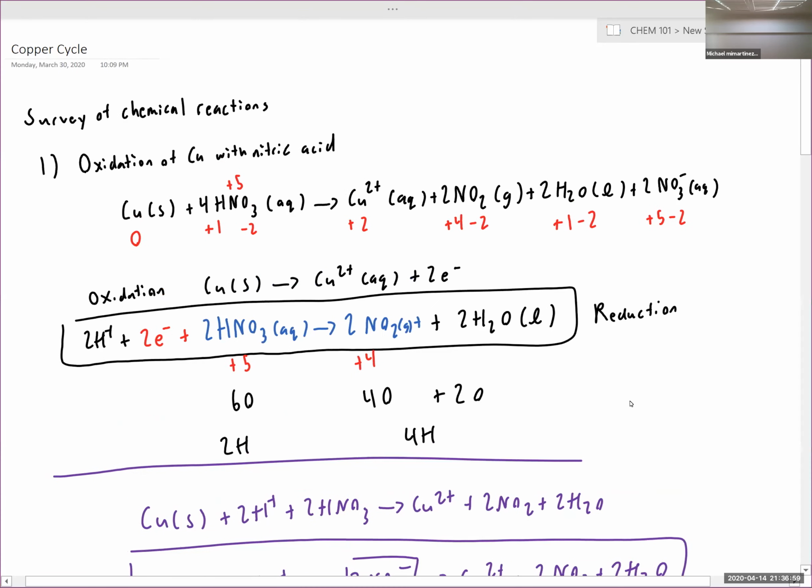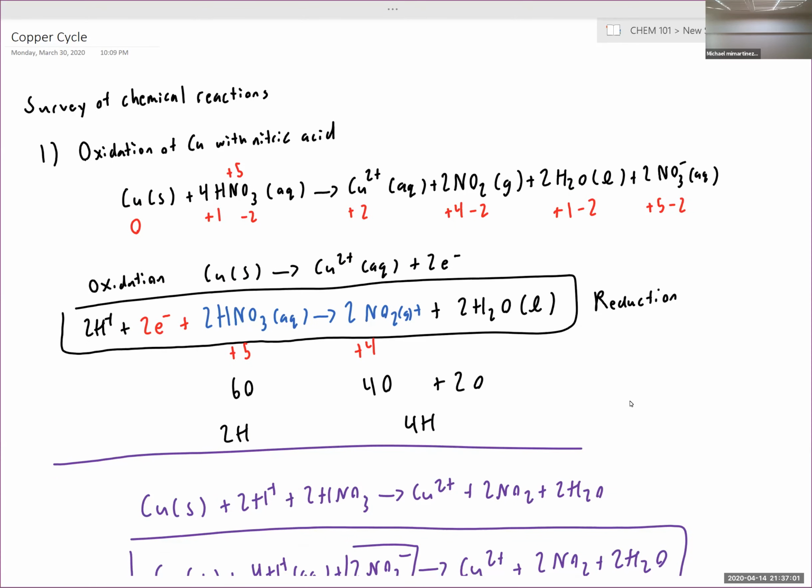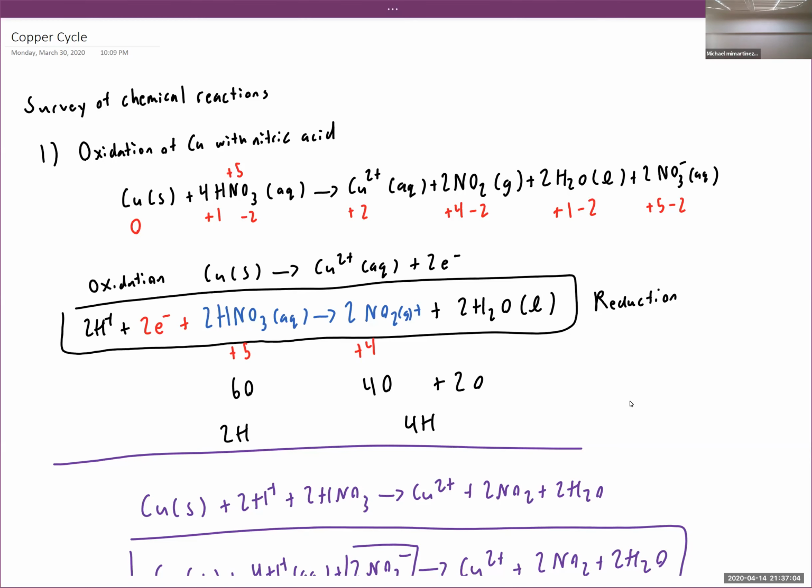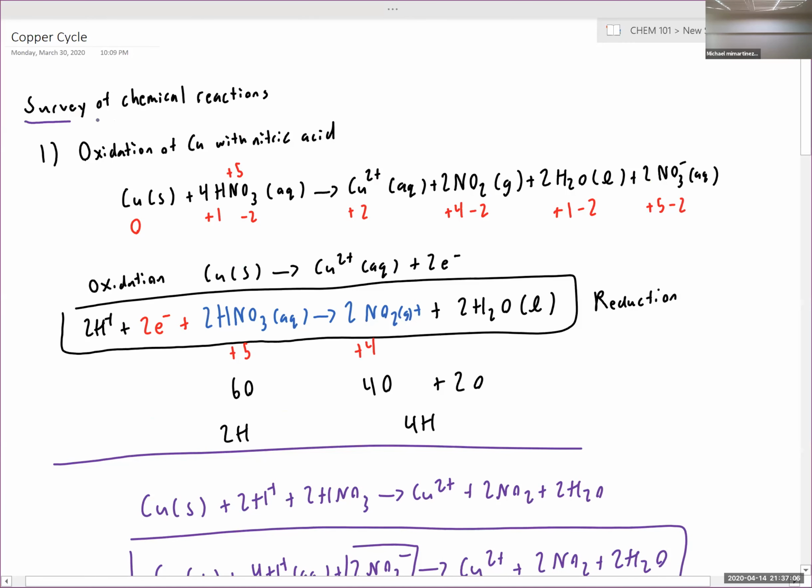So today's lab is the copper cycle laboratory. Really, I want you to view this lab as a survey of chemical reactions. We're going to be looking at a series of chemical reactions, all of which are involving copper. So the first reaction we're going to look at is oxidation of copper with nitric acid.